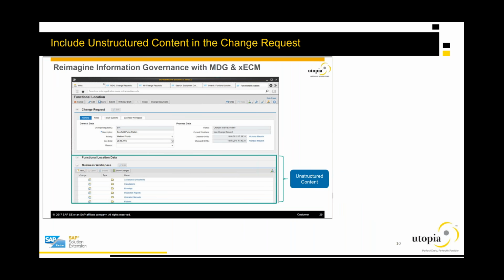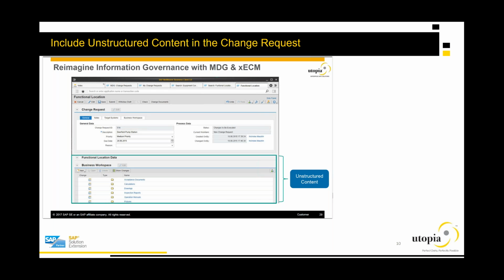So what we've done as far as this is concerned is that we've actually put in an extension within the MDG screens where you can include unstructured content. This can be content that you pull in from AIN. It can be content that you've already got sitting in a document management system. It can be content that you've received from manufacturers and so on.